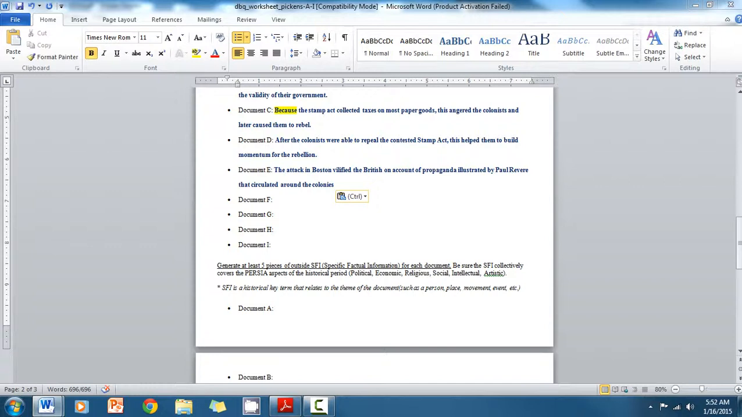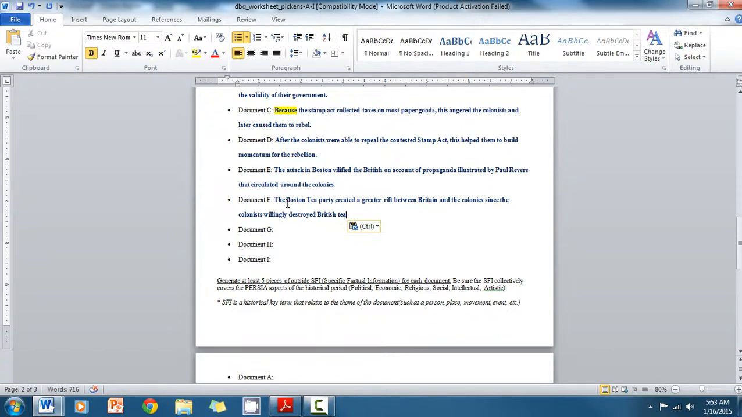Document F, that was about the Boston Tea Party. An example of interpretive commentary for it: the Boston Tea Party created a greater rift between Britain and the colonies since the colonists willingly destroyed British tea. So that's kind of exemplifying how these two are creating different political ideologies. They're starting to drift apart as far as their belief systems.